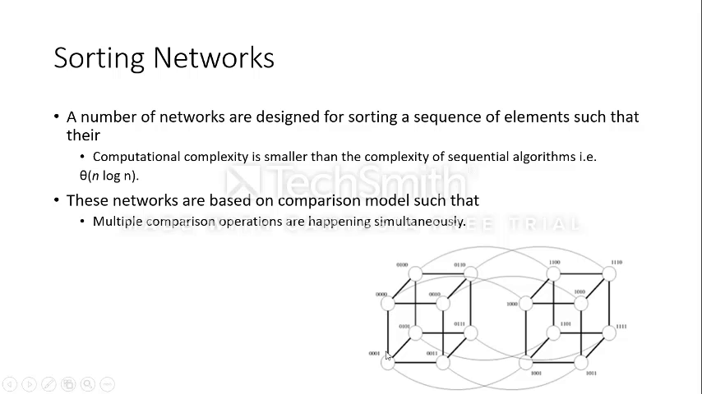multiple pairs of nodes are doing the comparison as well as exchanging the values. So in this way, these two nodes are communicating simultaneously, as well as the other pairs of nodes are communicating simultaneously. So in this way, multiple nodes are executing on the same set of data simultaneously, and this is efficient.